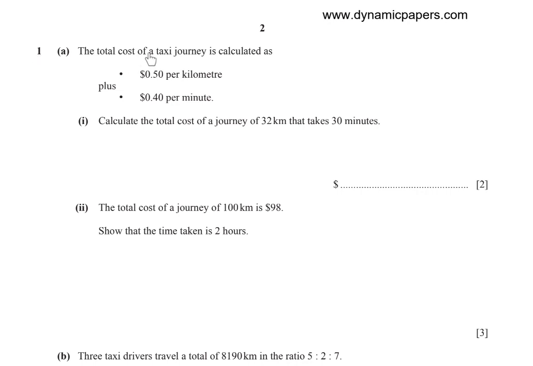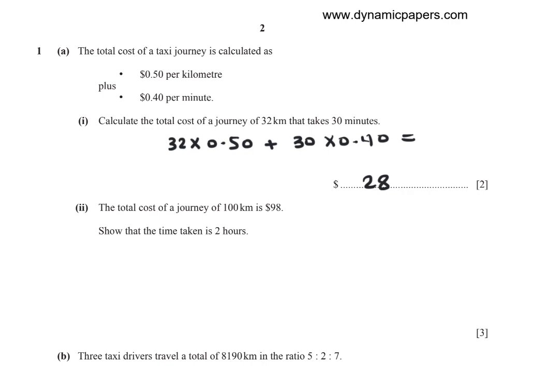1a. The total cost of a taxi journey is calculated as $0.50 per kilometer plus $0.40 per minute. Calculate the total cost of a journey of 32 kilometers that takes 30 minutes. So 32 times 0.50 plus 30 times 0.40 equals $28.